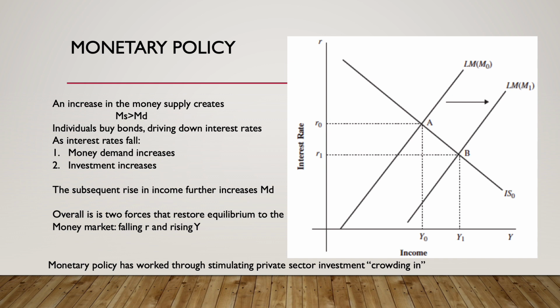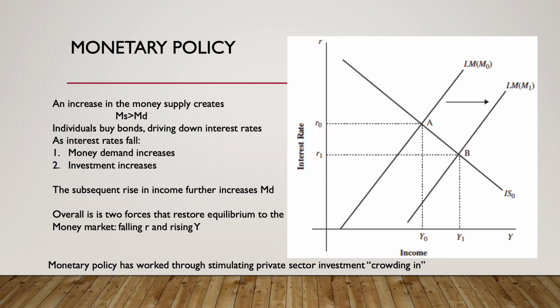First, let's start with monetary policy. Let's start at equilibrium A. This is on IS naught and LM at a level of money M naught. The interest rate is R naught and the level of income is Y naught.